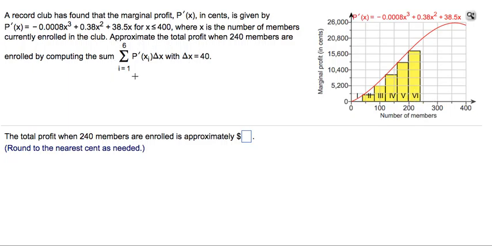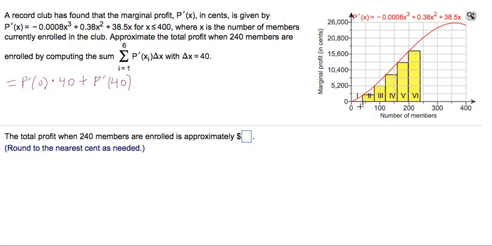Okay, this is the sum from 1 to 6, so we're going to use 6 rectangles with heights given by P prime and widths delta x. There's 6 rectangles and delta x is 40, so that matches with going out from 0 to 240. So that sum is, let's see, the height of the first rectangle is P prime of 0, which is going to be 0, times the width of that rectangle, 40, plus the height of the second rectangle is P prime of 40. We're increasing x by 40 each time because delta x is 40.